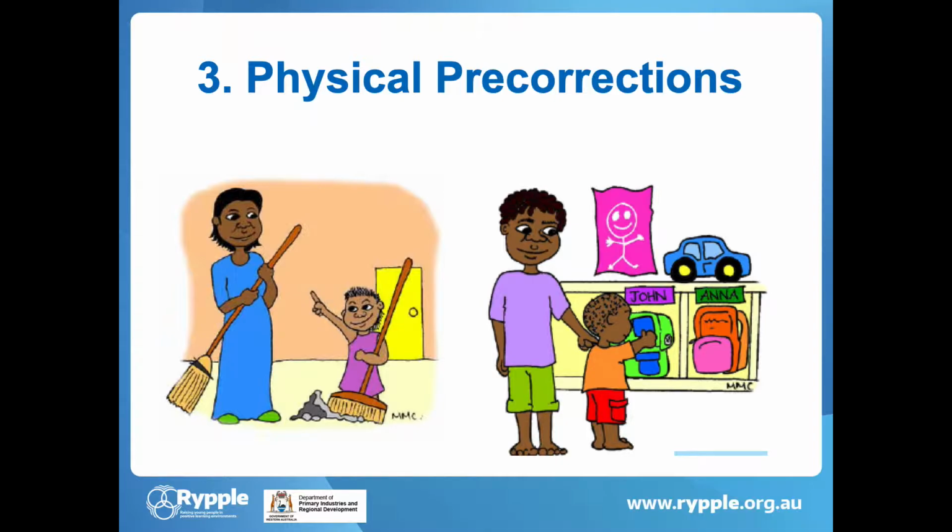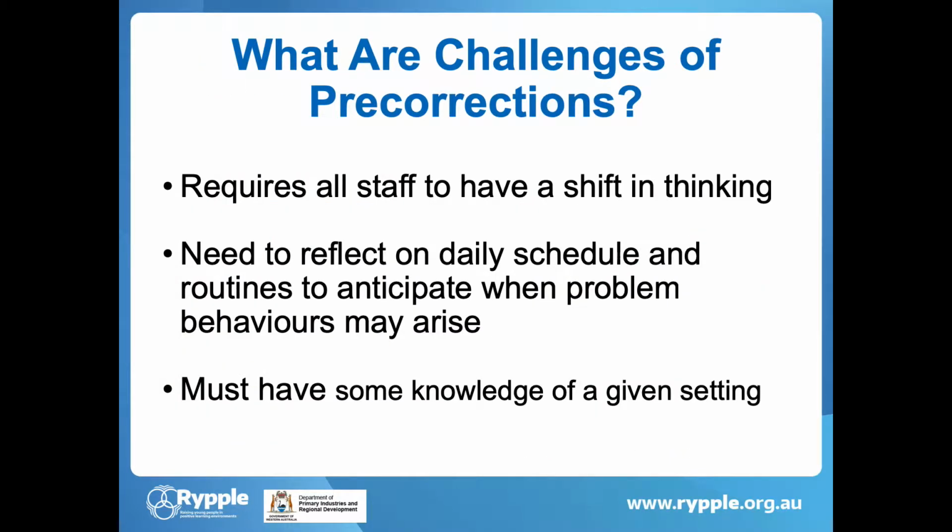Physical pre-corrections can also be used. We can model to students the behaviour that we want for them to display, or we can use a physical hand over hand to show them correct behaviours.